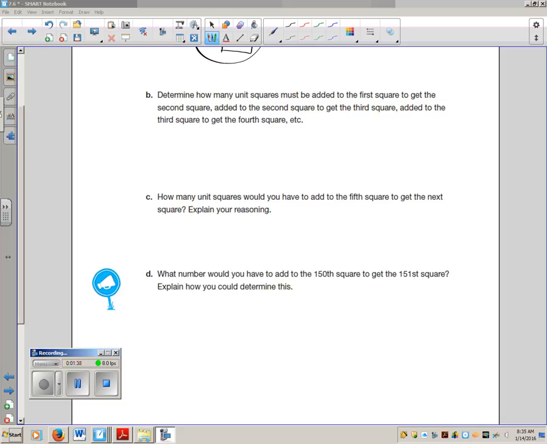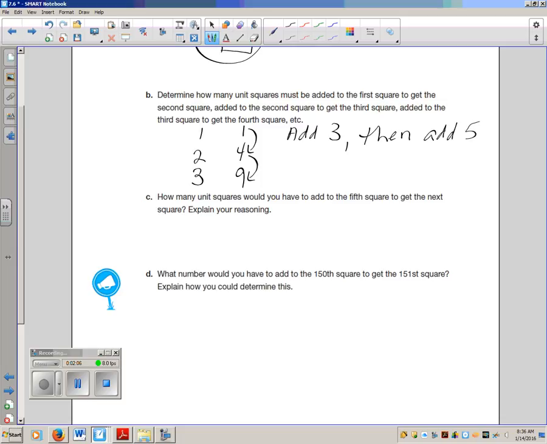B, determine how many unit squares must be added to the first square to get the second square, the second square to get to the third square. Remember, first square, the area was 1. The second square, the area was 4. Third square, the area was 9. How much did you have to add? Add 3. Then add 5. 4 was 16. See the pattern? Add 7.